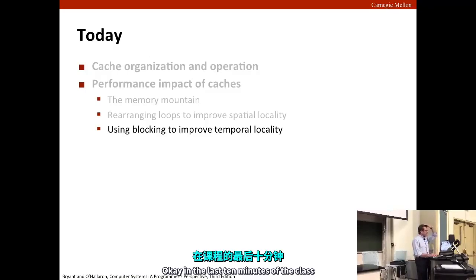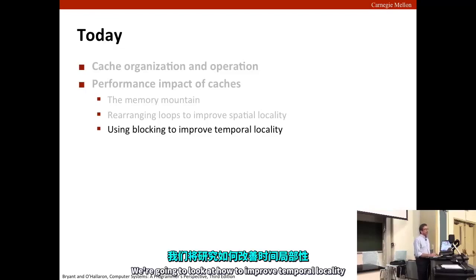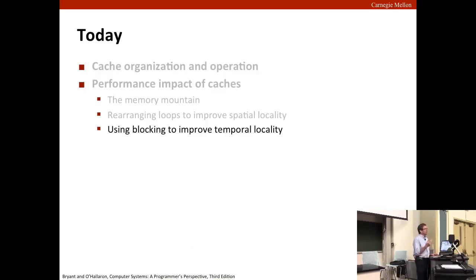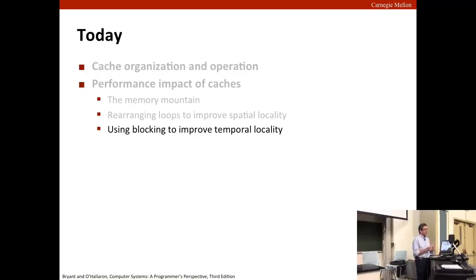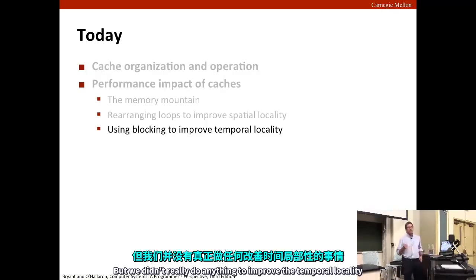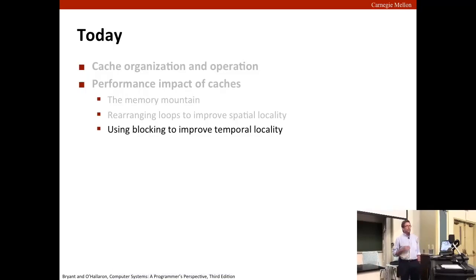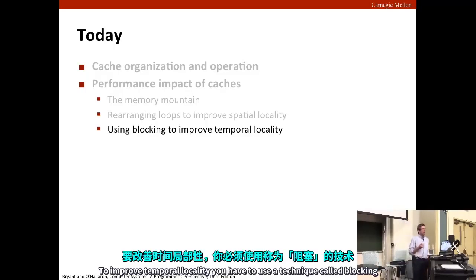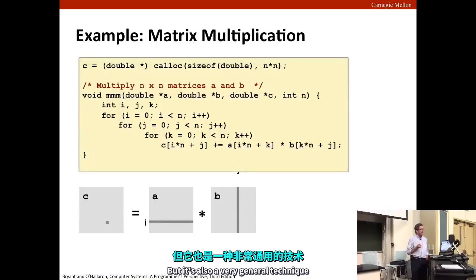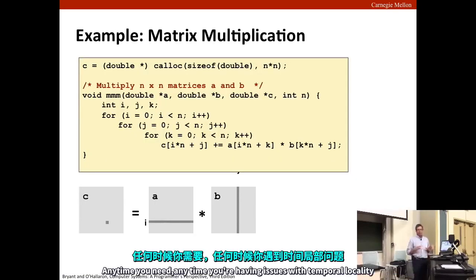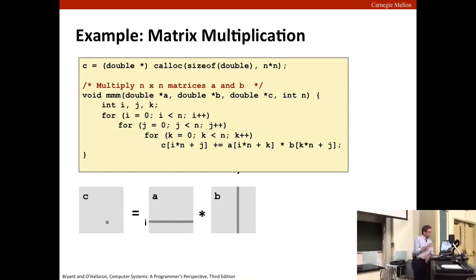In the last 10 minutes of the class, we're going to look at how to improve temporal locality. What we did when we rearranged our loops in the matrix multiplication was improve our spatial locality, right? But we didn't really do anything to improve the temporal locality. To improve temporal locality, you have to use a technique called blocking. This is important to understand because you're going to need it in your cache lab, for one thing. But it's also a very general technique anytime you're having issues with temporal locality.